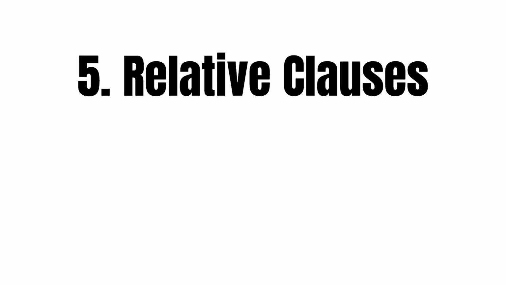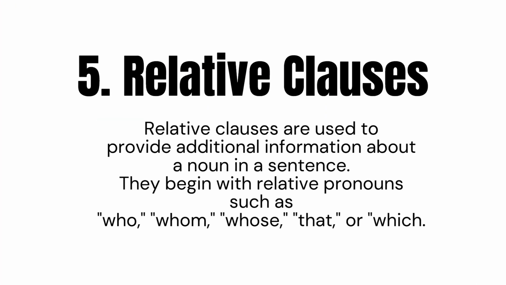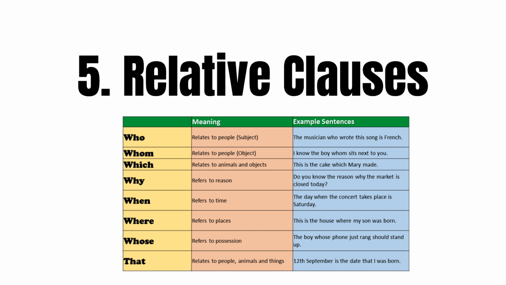Relative clauses. Relative clauses are used to provide additional information about a noun in a sentence. They begin with relative pronouns such as who, whom, whose, that, or which. For example, the cat, which is black, is sleeping, provides additional information about the cat. Knowing how to use relative clauses can make your writing more descriptive and interesting, but it is important to use them correctly to avoid confusion.